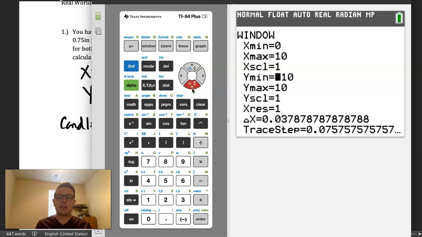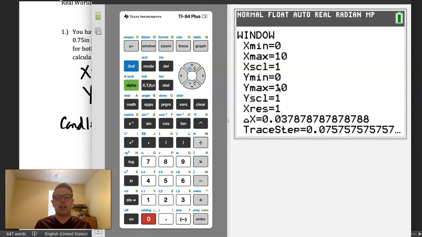What about our minimum for y? Well, y was our height. The smallest our height can be is 0. And the max our height can be, we had one candle start at 10. So now we're looking just in the first quadrant. We're just looking in the top right of the graph to see what this looks like. Let's go ahead and see what it looks like then.